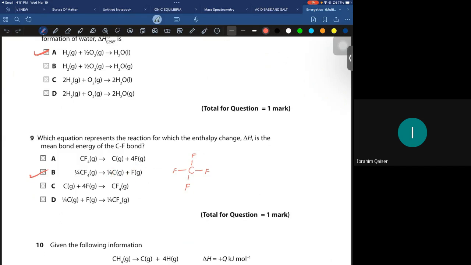Remember, whenever you are going to observe, the one above is also balanced. But it's 4 moles of fluorine. You need an atom. You need an atom for fluorine.